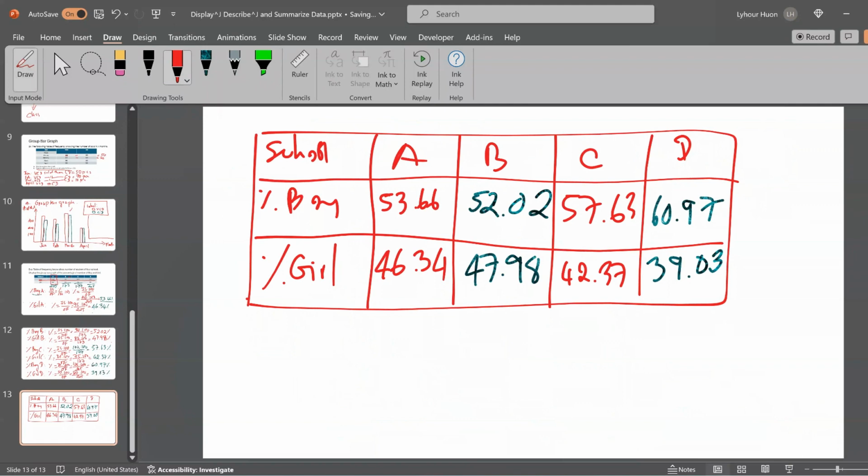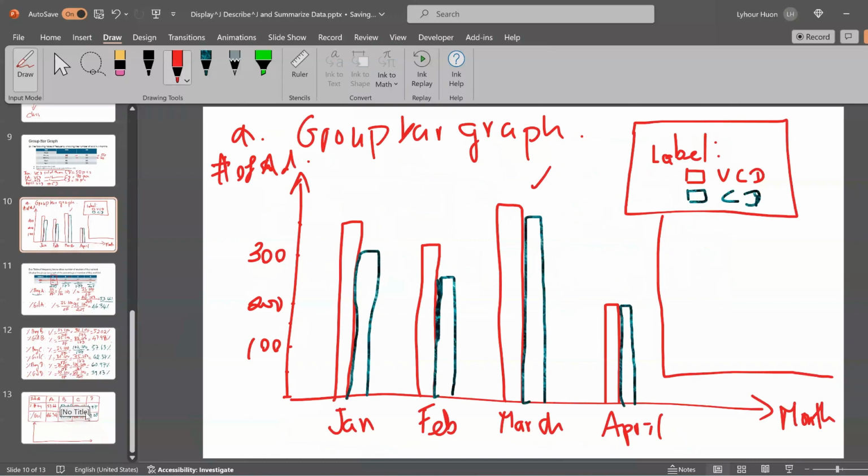So what you do is draw a group bar graph here. For example, when we have little space for the vertical, we can display the group bar graph horizontally. It doesn't have to be vertical all the time. It can be horizontal.